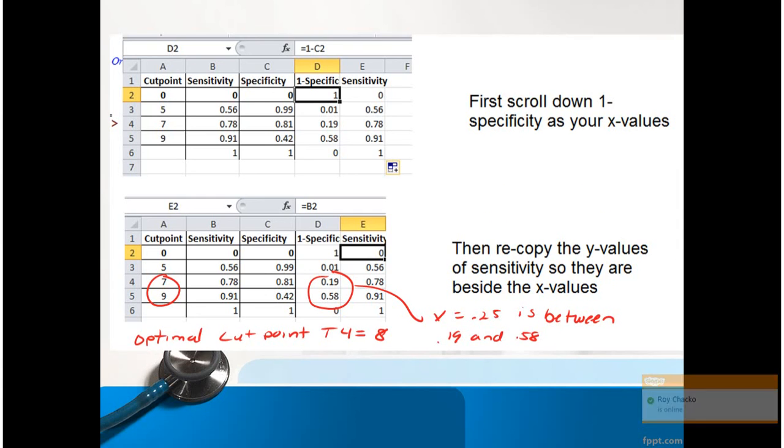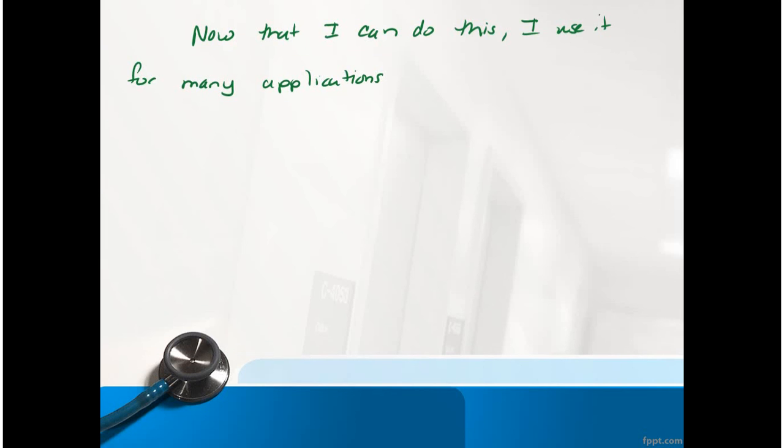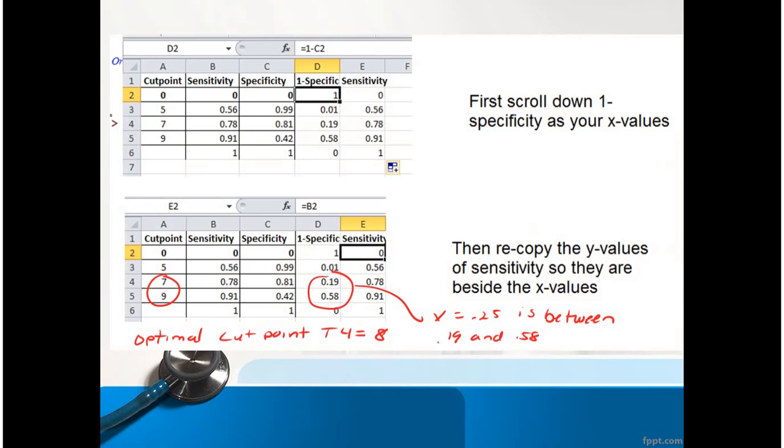And I went back to my chart. X equals 0.25 is somewhere between these two numbers. And if I go back to my cut points, what's between 7 and 9? 8. So now I have a value. What that tells me is, if people have a disease, the T4 is below 8, I will tell them they have the disease, and if T4 is above 8, they don't have the disease. So that's what I would tell them. I have the actual numerical calculated optimal cut point.